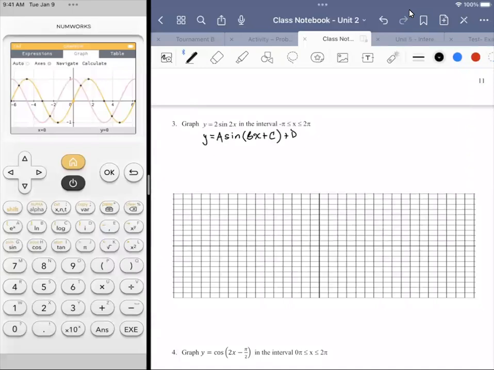Now, if I rewrite this function, the 2 sine 2x, so that it's in this form, it would be 2 sine 2x, but there's nothing else. So the c and d values have to be 0. All right. So I list out my a, b, c, and d values, but really we're only going to need the a and b. 2 and 2, c is 0, d is 0. So because these two are 0, there's no shift.